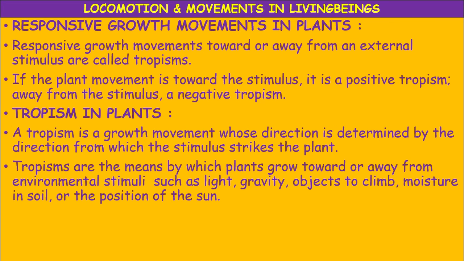The tropisms are the means by which plants grow toward or away from environmental stimuli. What are the stimuli? Different types of stimuli: light, gravity, objects to climb, moisture in the soil, or the position of the sun. Different examples we can see. A stimulus is the environmental factor that has some ability to cause or get a response from the organism.